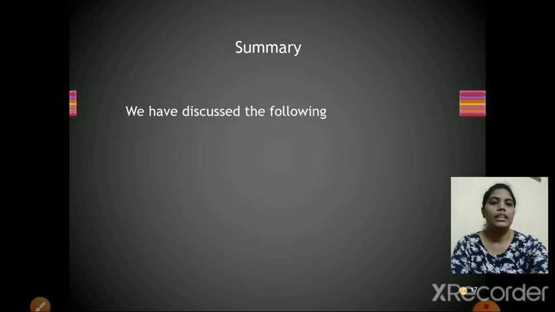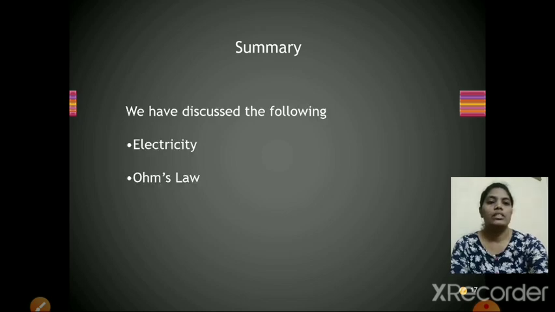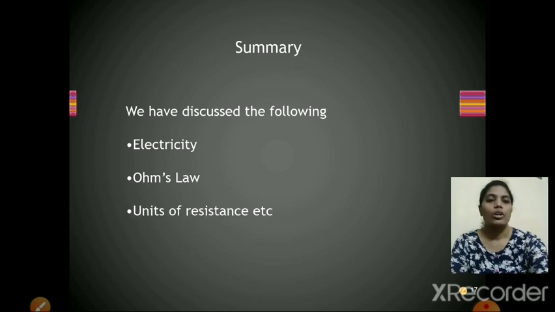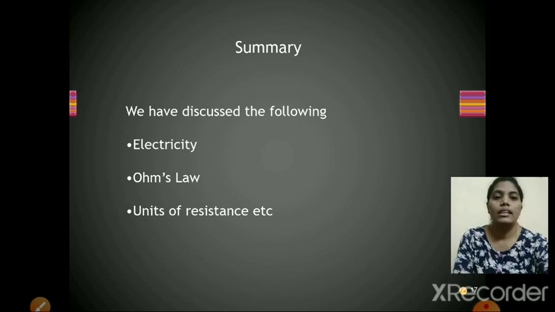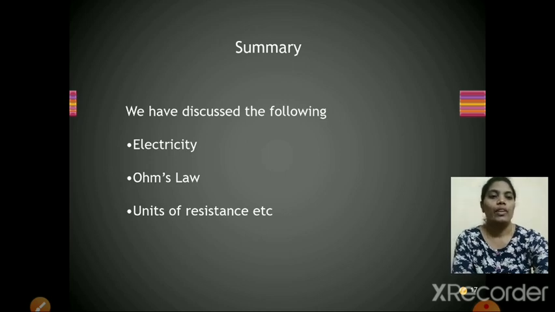Now what we learned in this session, this is our summary. We have discussed the following. We discussed electricity and Ohm's law. The flow of electrons is simply electricity, and the relation between electric current and potential difference is expressed by Ohm's law. When discussing Ohm's law, we got a constant, that is resistance. That resistance is expressed in terms of ohm.